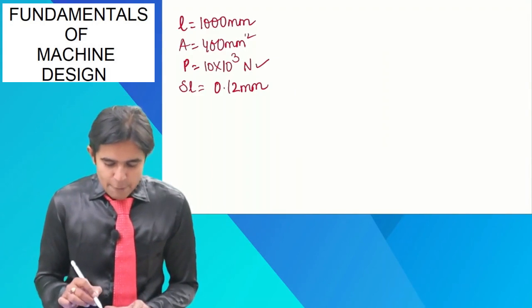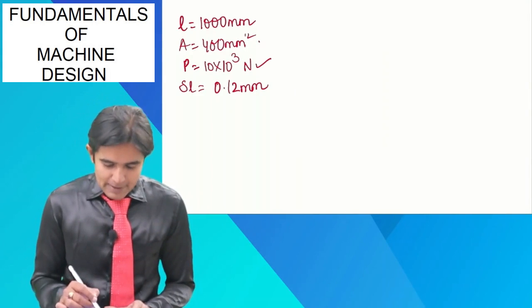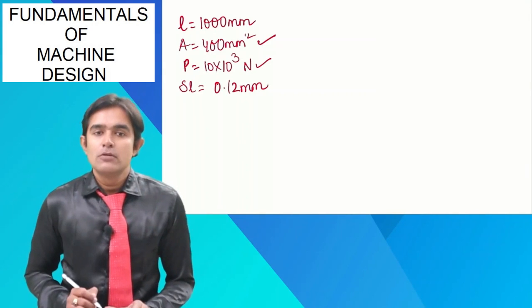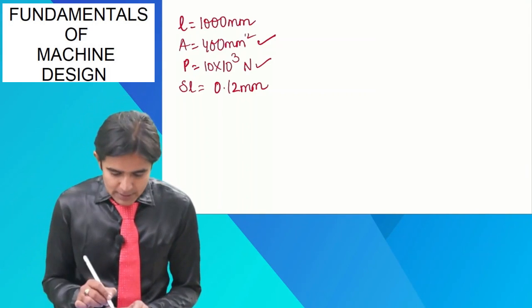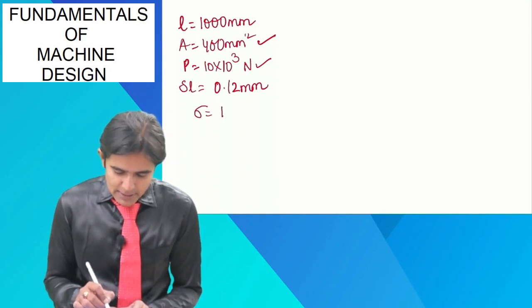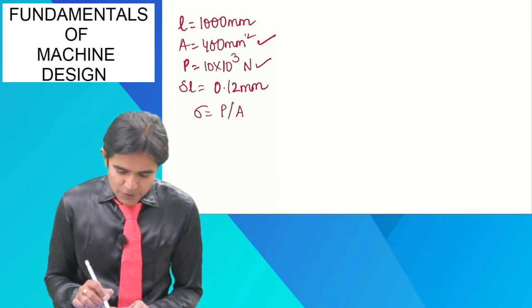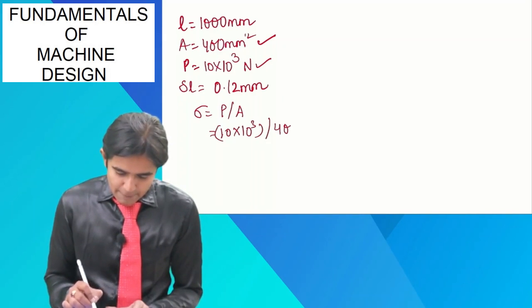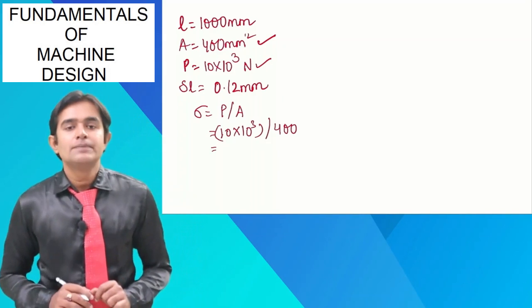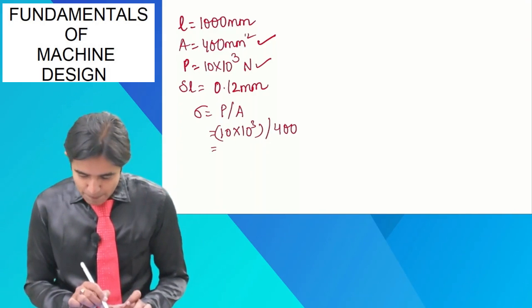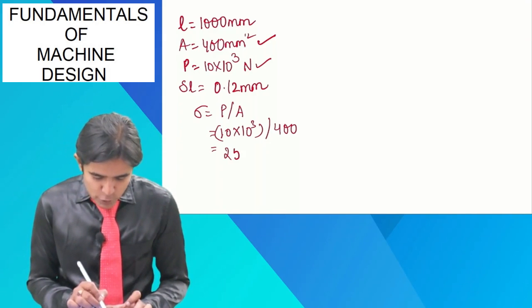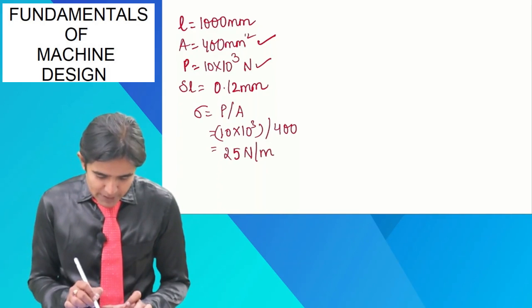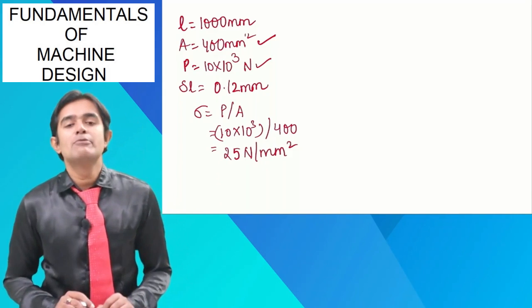Since force is given and area we have found out, we can easily find stress. Stress is equal to force upon area, which is 10 into 10 raised to 3 Newton divided by 400 mm square. If I do the calculation properly, I will get a value of 25 Newton per mm square.